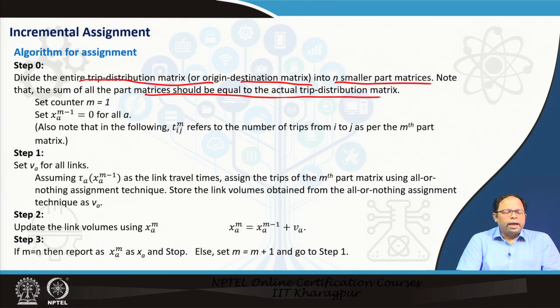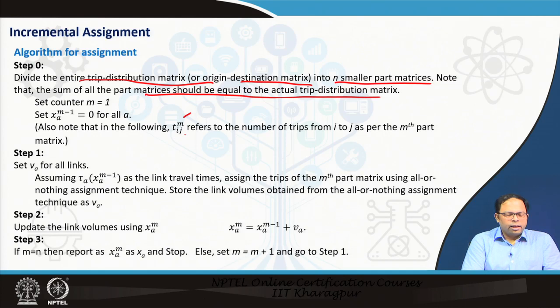That is understood. And first we set counter m equal to 1, and we set this variable x_a^(m-1), that is for this first iteration. That's why we are using this kind of terminology. We set this volume equal to 0, that means this is the traffic volume assigned to a particular link. So this value is set at 0 for all a, and also note that in the following, T_ij^m refers to the number of trips from i to j as per the mth part matrix. So whichever matrix we are using, this is the traffic volume of that particular part that we are referring to.